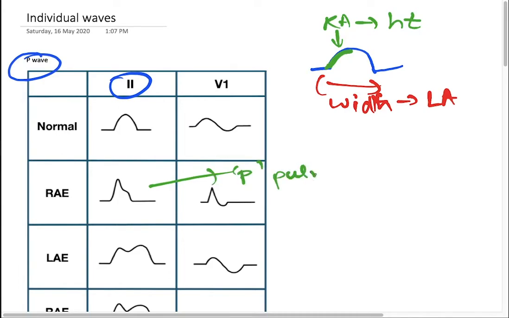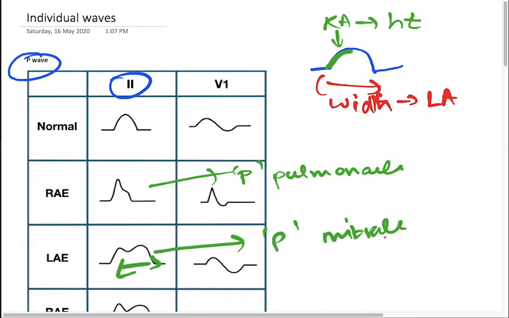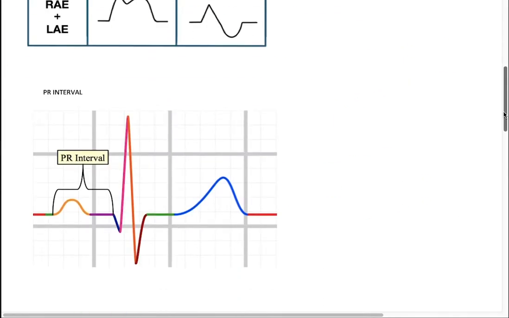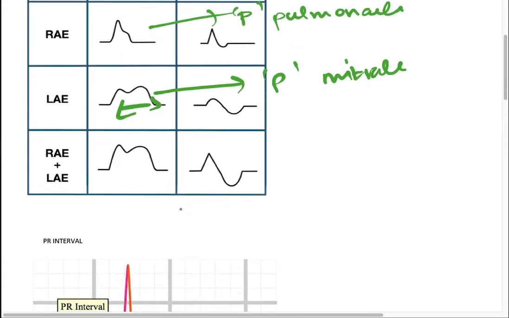In the same way, if there is left atrial enlargement, then we use the term P mitral, and as you can see, the width is longer in the shown left atrial enlargement. Suppose there is both right atrial enlargement as well as left atrial enlargement, you can see a greater width and a taller P wave. So you'll have both P pulmonale and P mitral existing together.